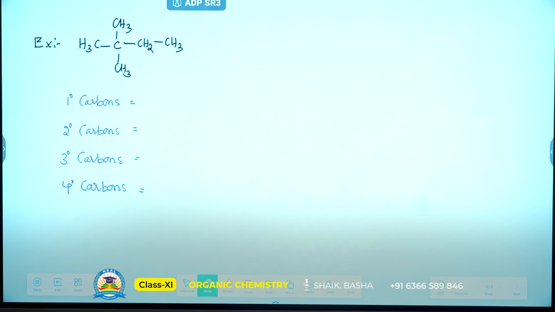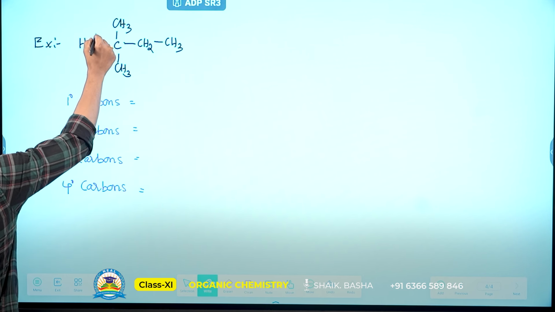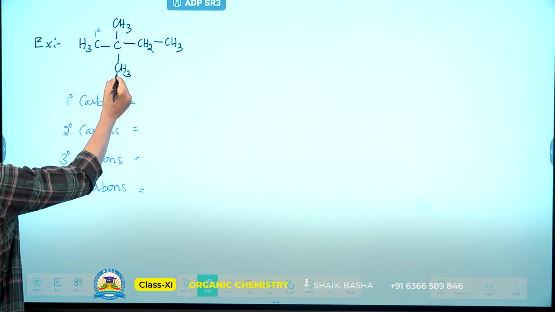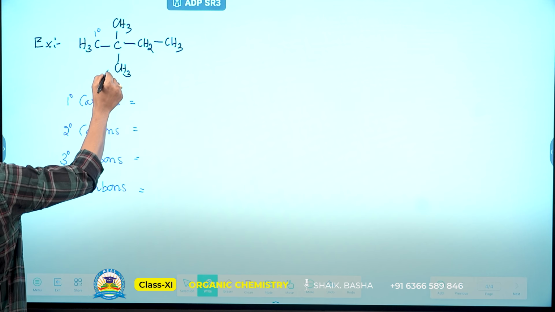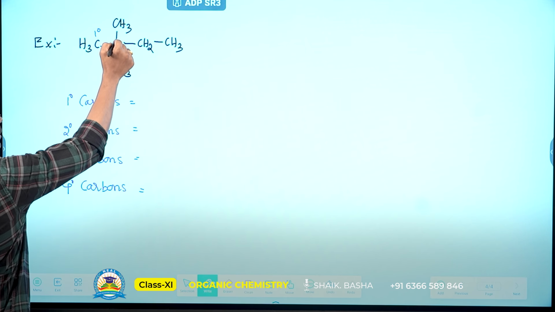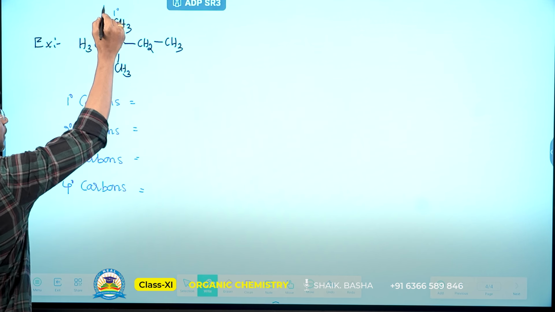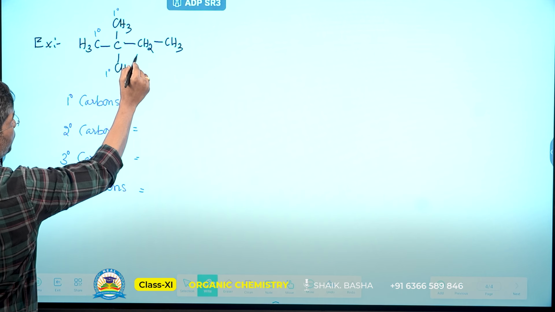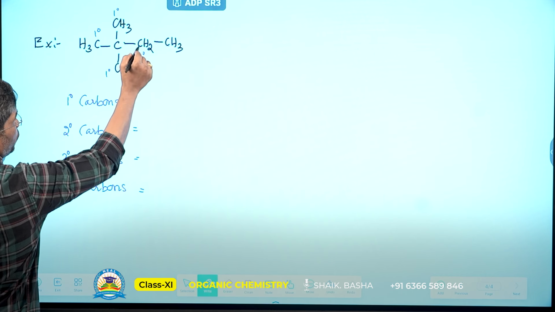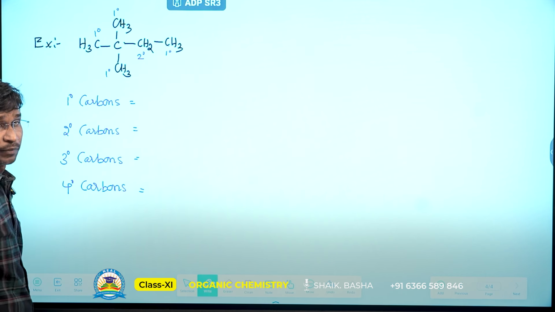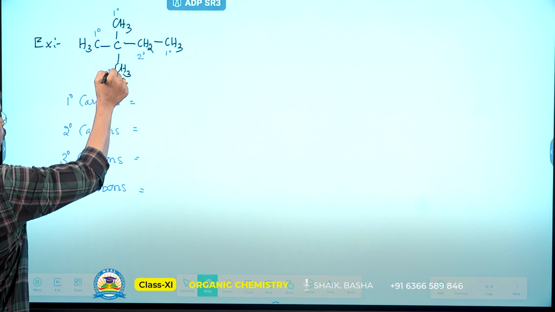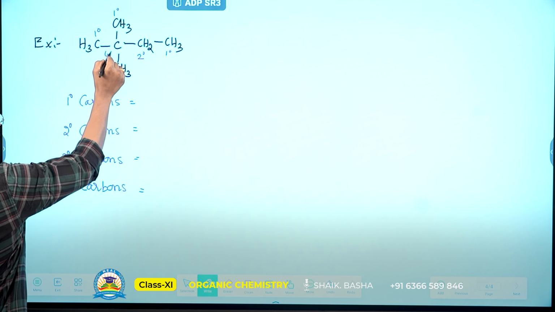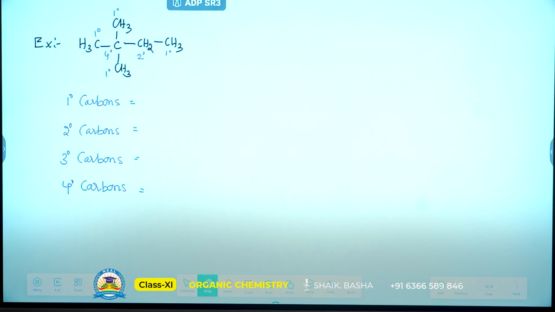Now tell me, how many primary carbon atoms are there? Carbon attached to only one carbon, this is primary. Carbon attached to only one carbon, this is primary. Carbon atom directly connected to only one carbon atom, primary. It is attached to two other carbon atoms, this is secondary. It is attached to only one carbon atom, this is primary. It is attached to 1, 2, 3, 4, 4 degree, quaternary. So how many primary carbon atoms are there? 1, 2, 3, 4. 4 primary carbon atoms are there.